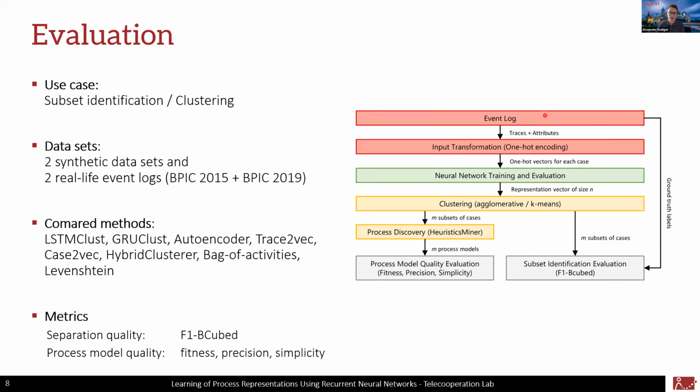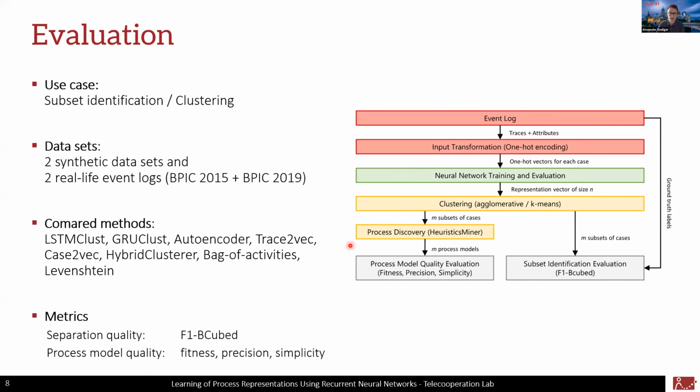Again, we have our event logs that were encoded into this one-hot encoding. For each of the cases, we can then obtain a representation using our recurrent neural network. And as a result, we get a case representation for each and every case, which is then fed into the cluster algorithm, where we also tested the agglomerative and k-means clusterers.